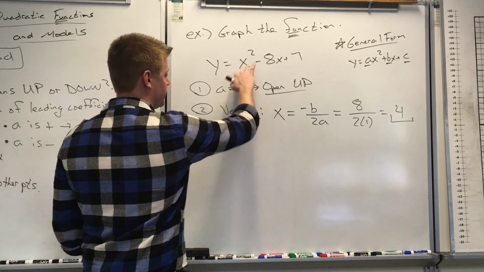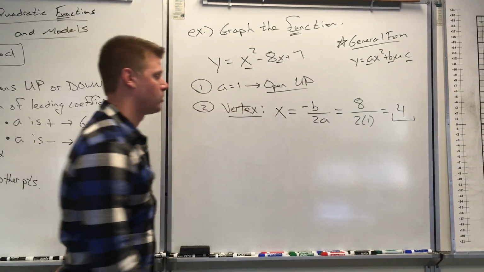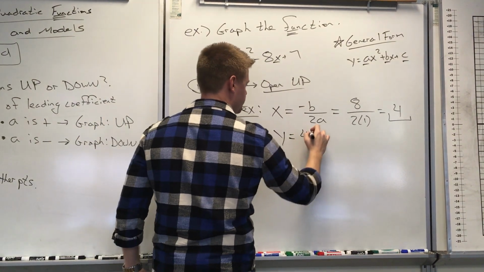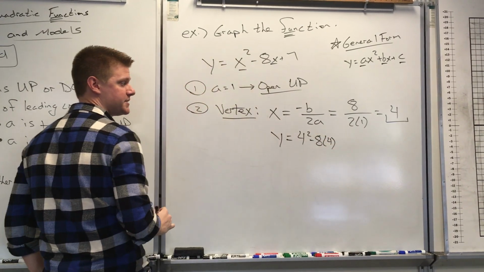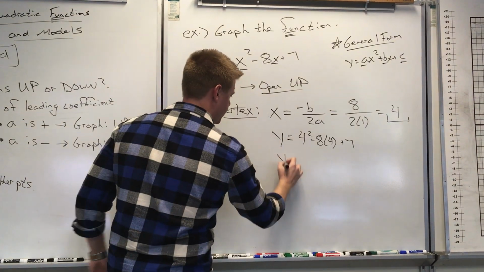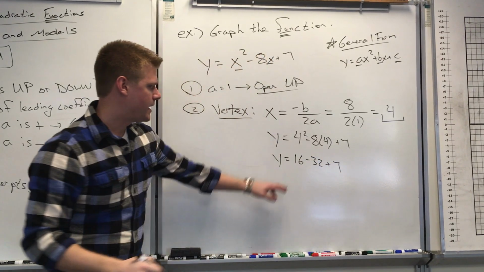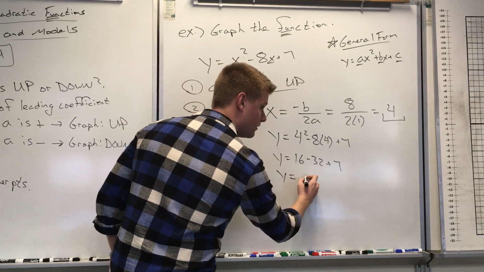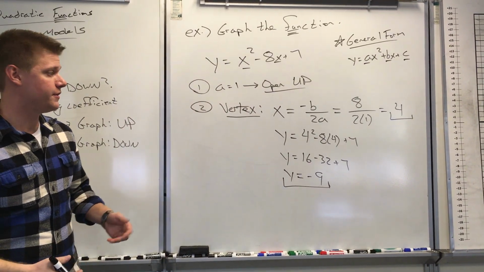All I do then is I simply go back to my original equation, use that to find the y value, substitute in 4 wherever we see an x. So y is equal to, instead of x squared, it will be 4 squared minus 8 times 4 plus 7. Okay? 4 squared, just left to right here, is 16. Negative 8 times 4 is negative 32. And then 16 minus 32 plus 7 will be negative 9. Okay. So what I have found, there's our first point.